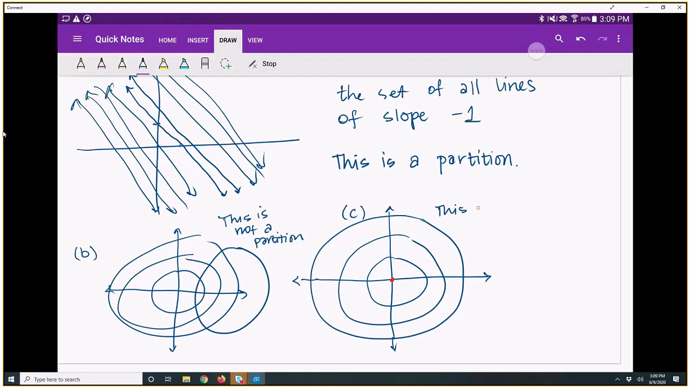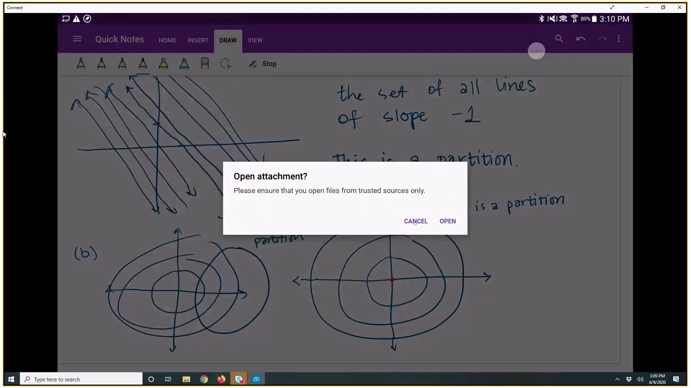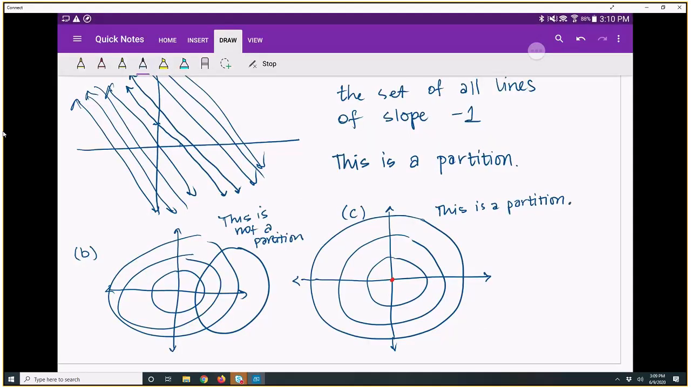So C will be a partition, because every point in the plane will lie on at least one circle, and every point in the plane will lie on at most one circle. There's no way for these circles that are centered at the origin to intersect each other. They're just going to be nested within each other. So that's a good partition.